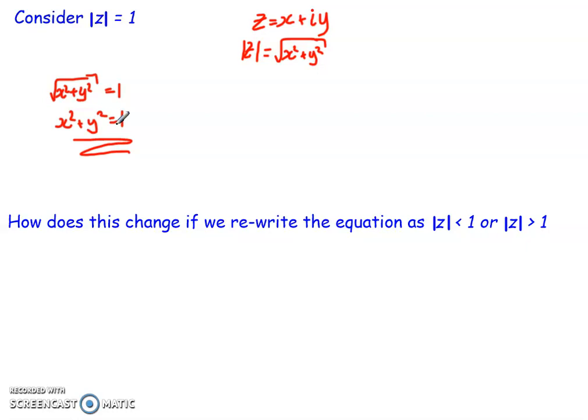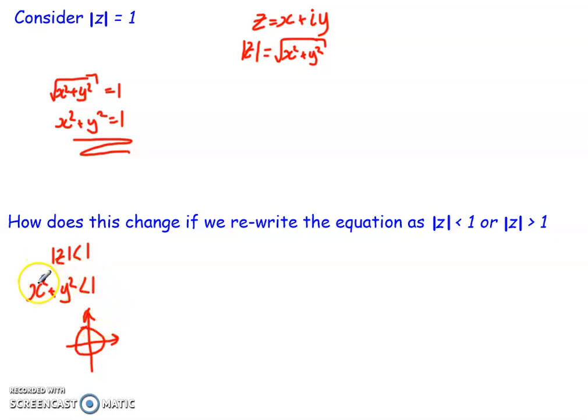Now in this case we said modulus of z equals 1. How does that change though if we were to rewrite it as modulus of z is less than 1 or modulus of z is bigger than 1? Well, same logic as I've got here, but if I did modulus of z is less than 1, what I'd be saying is that x squared plus y squared is less than 1. Now I would still have the circle of radius 1.